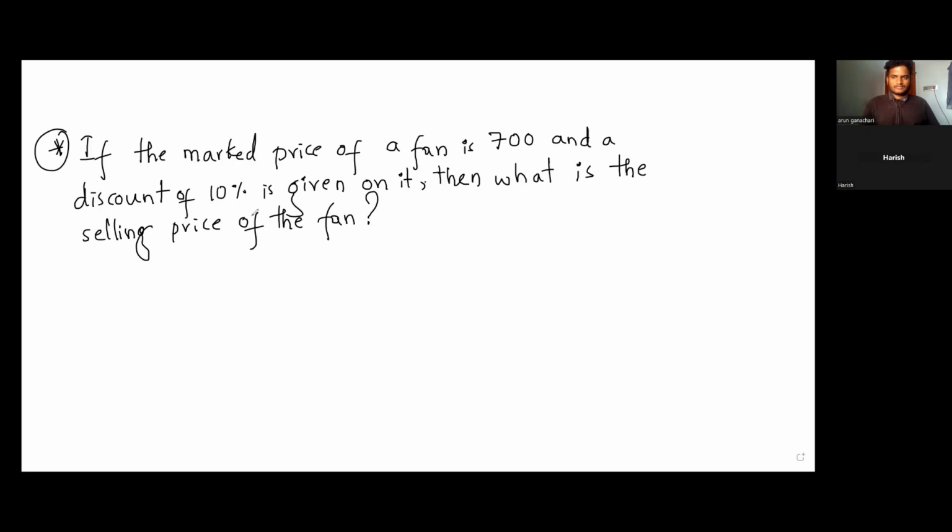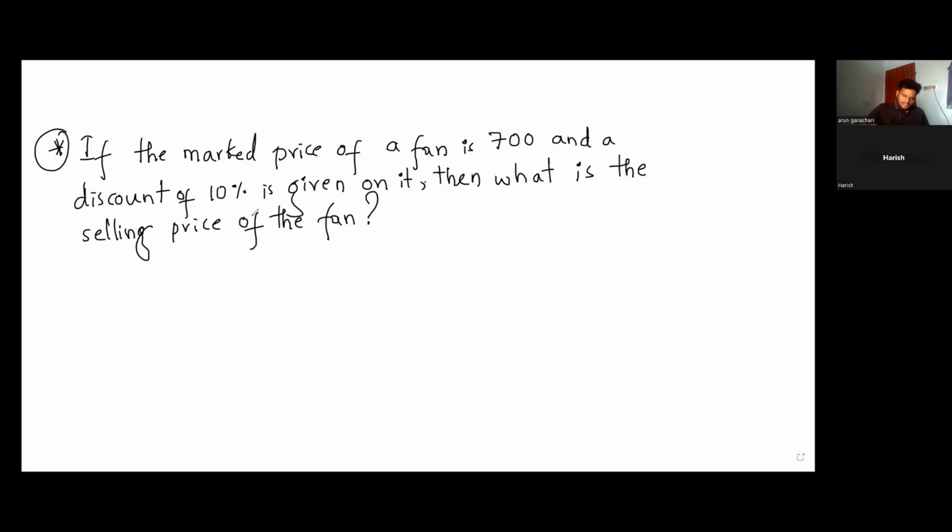I don't think so. You require profit and loss chapter itself for this. Try to imagine yourself going to one of the nearby stores, and looking at a fan over there which costs 700 rupees, and the shopkeeper says, I'll give you 10% discount. So what price should you pay him? What is the selling price of the fan? Nothing else is required. Whatever you use in your daily life, if you use that logic also, you'll get the answer.